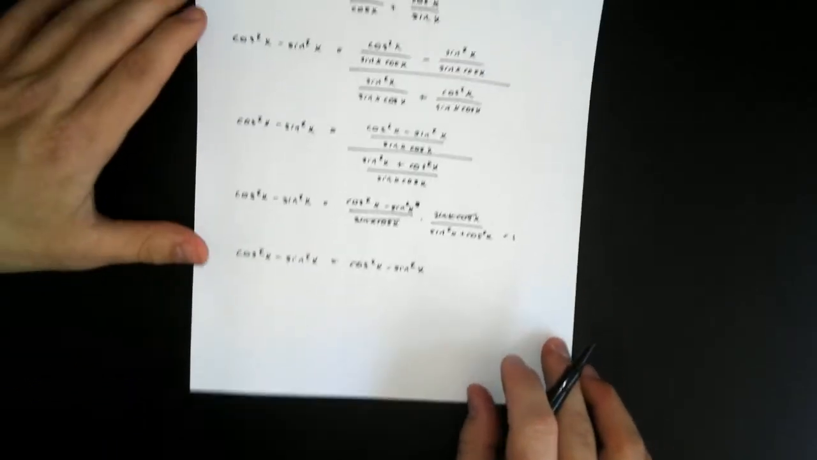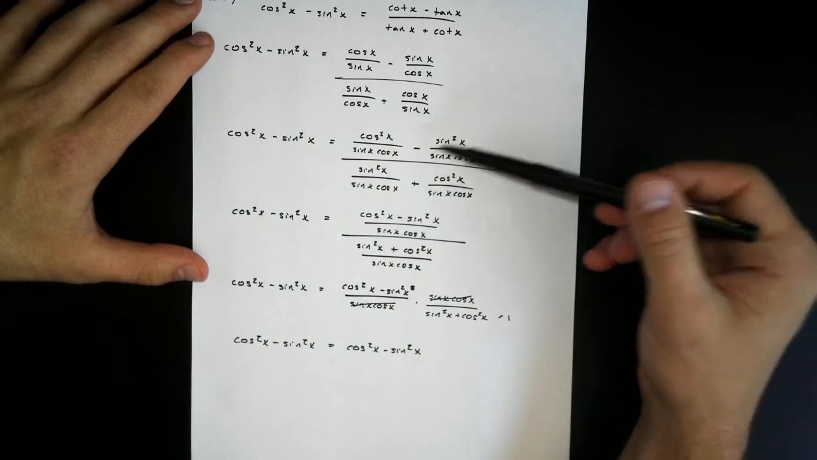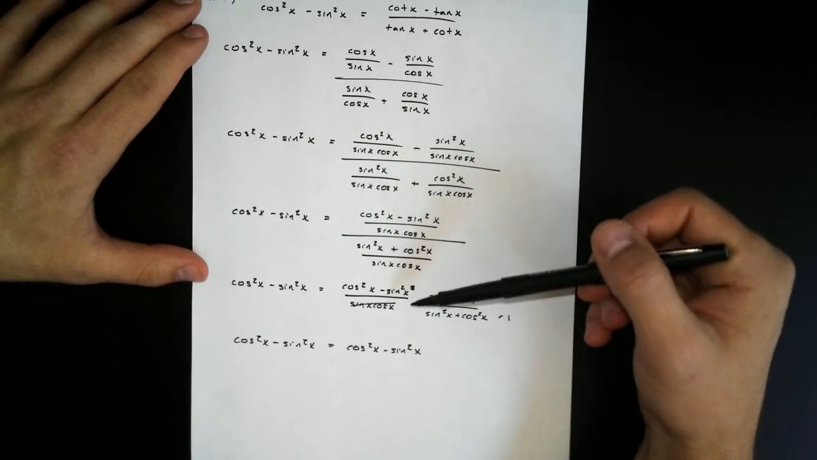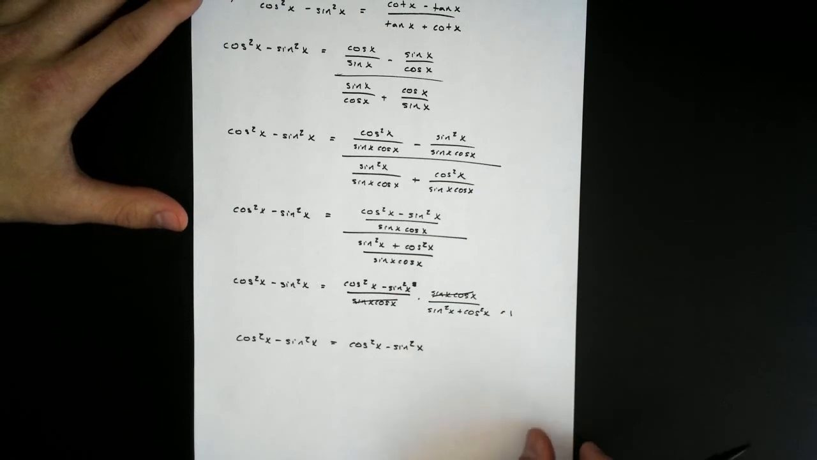So it's another example of how rewriting in terms of sine and cosine, and then just having to simplify this complex fraction leads us to where we want. All right, let's try one more.